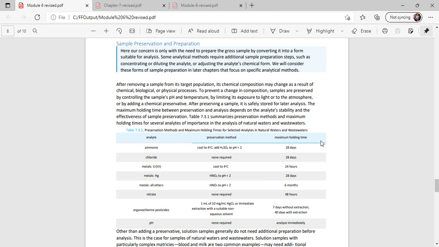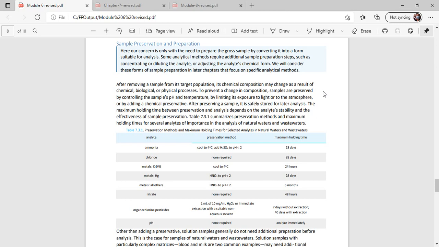Now you have here the sample preservation kag preparation. Okay, after removing a sample from its target nga population, the chemical composition may change as a result of chemical, biological, or physical nga processes. To prevent this change in composition, some or sa mga samples are preserved by controlling the sample's pH and also temperature, by limiting the exposure to sunlight kag aton nga atmosphere. Okay, how do you do that? By adding a chemical preservative. Okay, after preserving a sample, it is safely stored for later nga analysis.